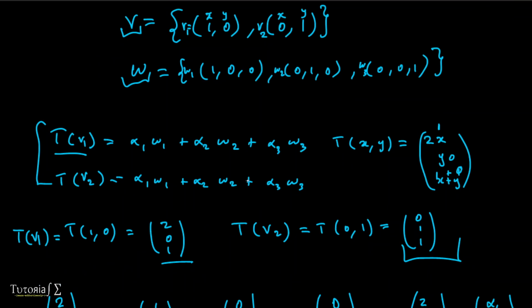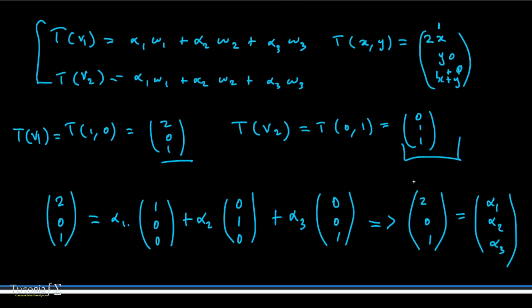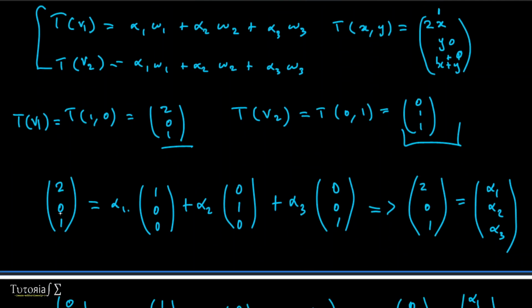So you have a system of equations. Here you transform the vectors in the input. So T(v1), when we transform that, we get the vector (2, 0, 1). T(v2), when we transform the vector, we get (0, 1, 1). Then we replace in the equations. So we have (2, 0, 1) equal to the linear combination that we have. Then we solve for alpha 1, alpha 2.